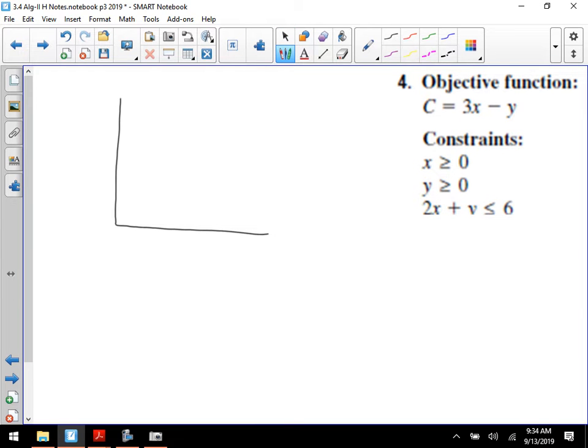I know I'm at (6, 0) and I'm at (0, 3). Connect the two. Did it go through the origin? No. So what's 2 times 0 plus 0? Is 0 smaller than 6? So we get this bounded region. The only thing I had to figure out then is the third point of inflection. Remember, a point of inflection is where the graph changes direction.